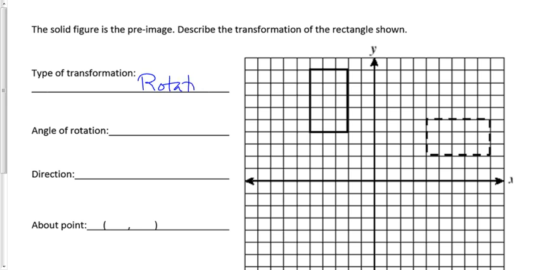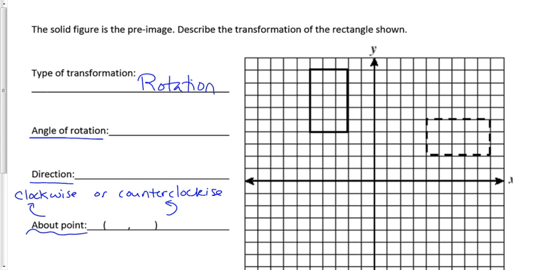So whenever we have a rotation, we have certain things that we need to say. We need to identify what was the angle of rotation. We need to identify the direction. That's going to be clockwise or counterclockwise. So we have to know what clockwise means. Okay, clockwise is the direction that the clocks move, which is that way. Counterclockwise is the opposite direction, which is that way. About a point, we have to rotate something about a point.